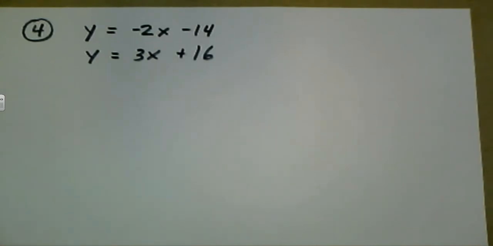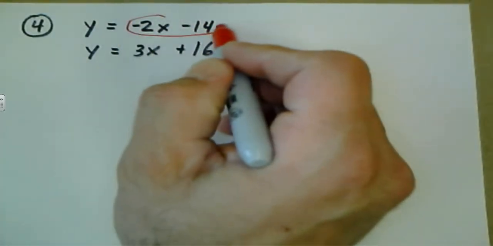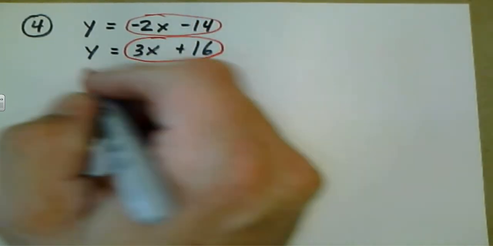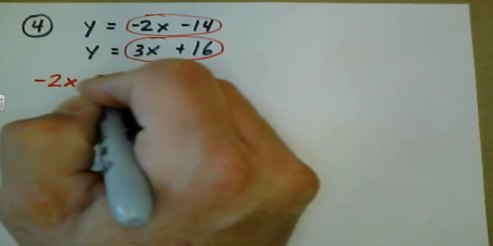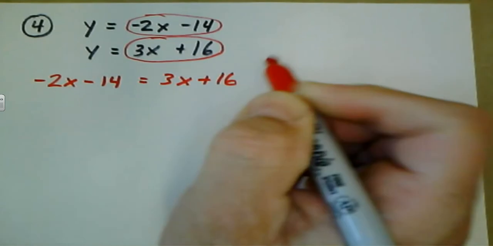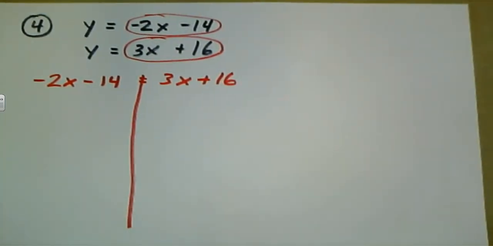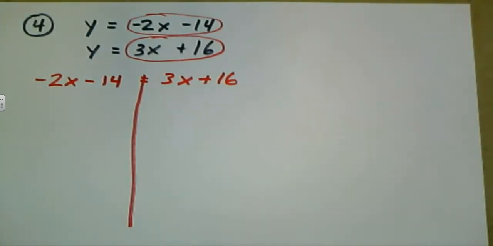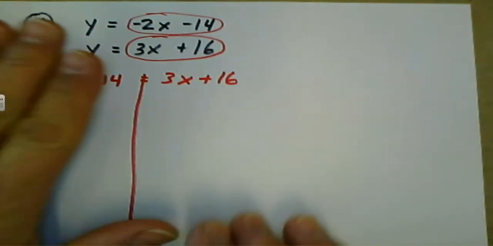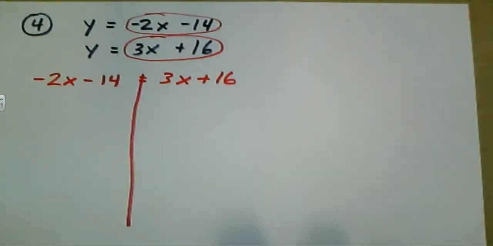So once again, all of this is the value of y, all of this is the value of y. So if this is y and this is y, then that means they are equal to each other. And we follow our steps. Can we distribute? No, no parentheses on either side. Can we combine like terms? Nothing can go together here. One has an x, one doesn't. We can't combine like terms.